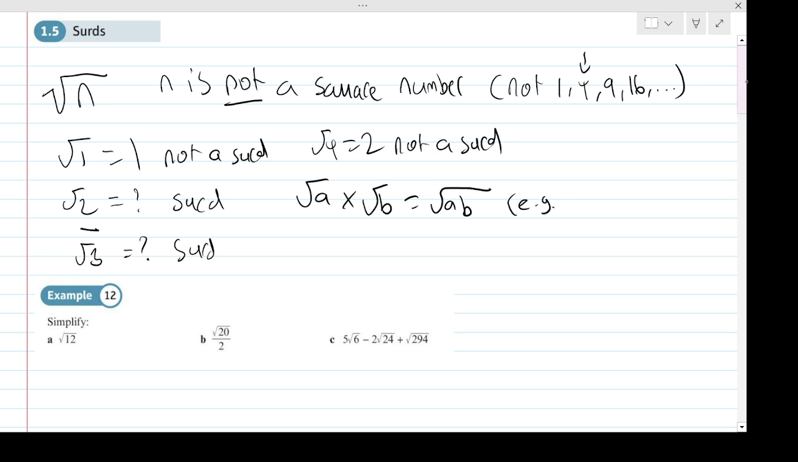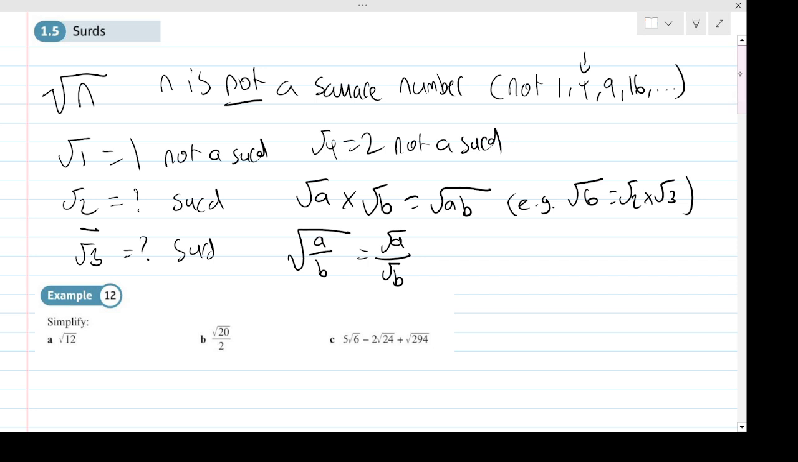For example, root 6 we can say is root 2 times root 3. And hopefully you can spot 6 is just 2 times 3. The other one is when we have a division. So if we have A over B, where A and B are just numbers, we can split the root up to the top and the bottom separately. Those are the two you essentially need to be aware of.